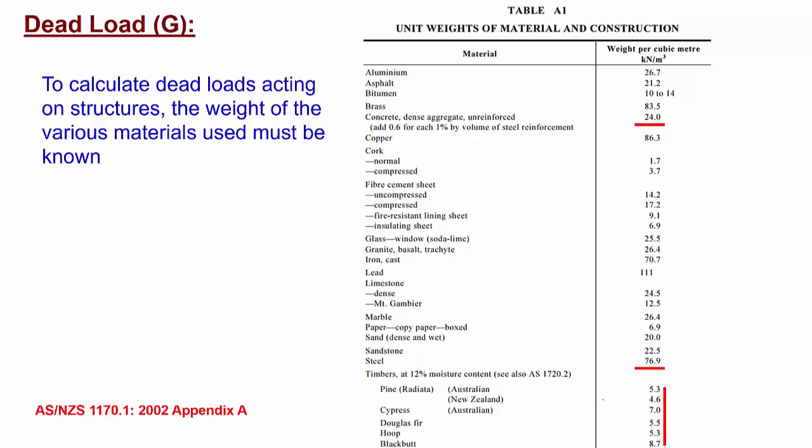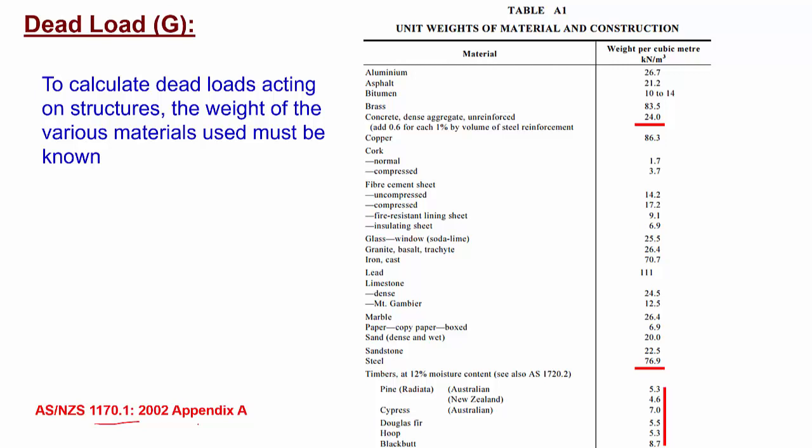Now, to calculate the dead load of the structure, we need the densities or the unit weight of the materials, and we need the volume of the member as well. With that, we can find out the total weight of the structure or the structure member. For that, AS 1170.1 gives us, in Appendix A, the unit weight of different kinds of construction materials. As you can see in this table, please look at 1170.1 in Appendix A. In table A1, you can see the unit weight of different construction materials.